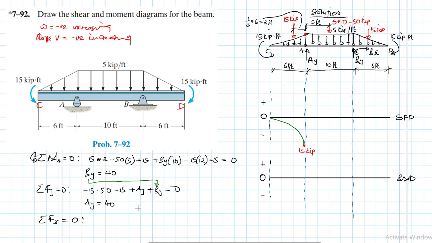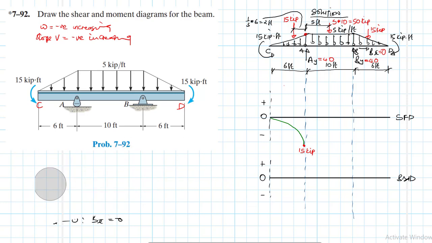Bx is equal to 0. So we've calculated these values. This is 40, this is 40, this is 0. All right, let me get rid of this. Okay, so we had started doing the plots here.